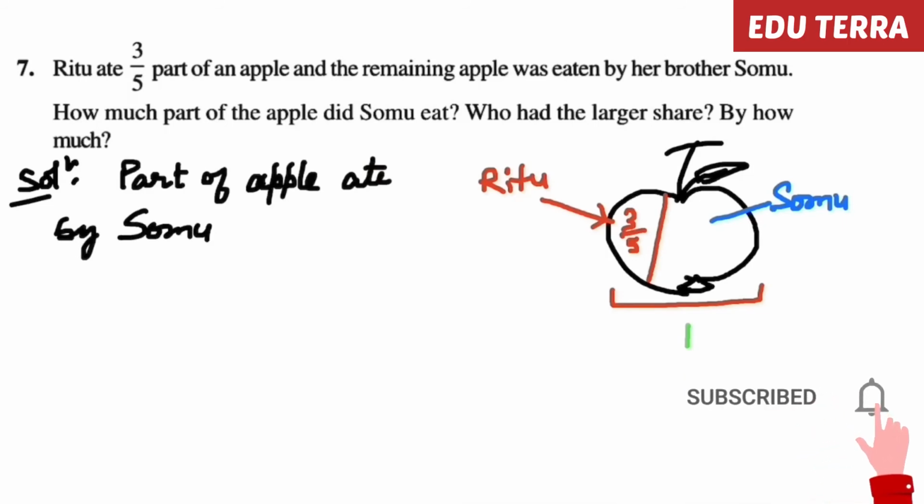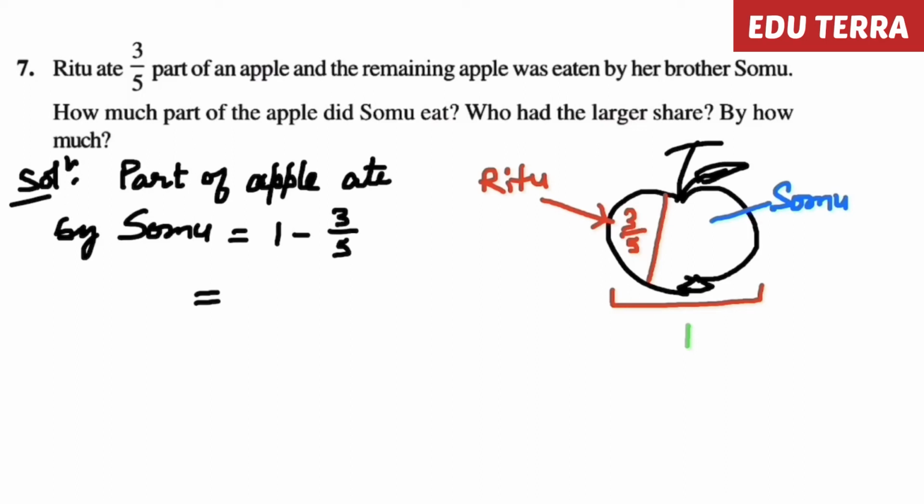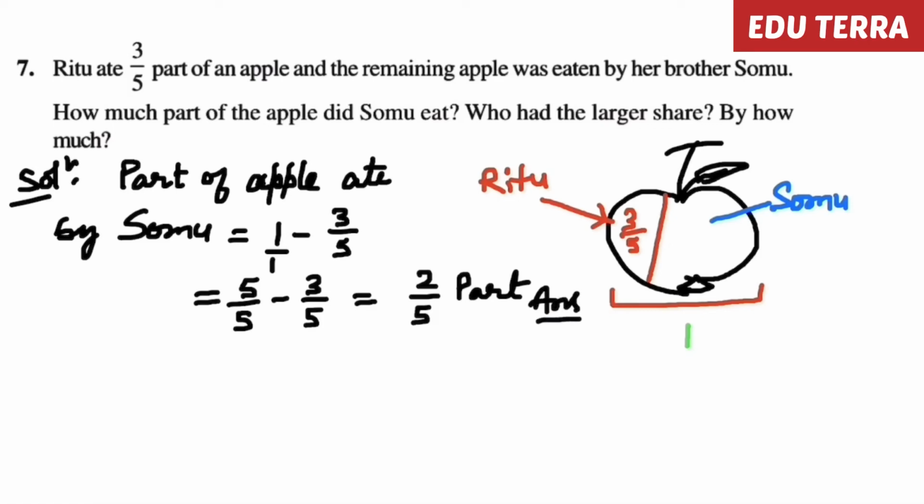So part of apple eaten by Somu equals 1 minus, because we have to subtract Ritu's portion, Ritu's part. So 1 minus 3 by 5. 1 means you can write 5 upon 5 because we want the denominators equal. So 5 upon 5 minus 3 by 5. It will come 2 by 5, because if denominators are equal you can subtract directly. So one answer is here. It means Somu has 2 by 5 part.